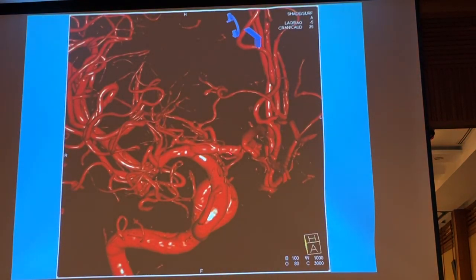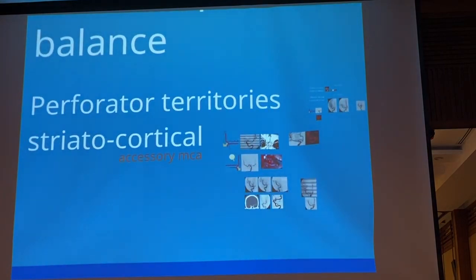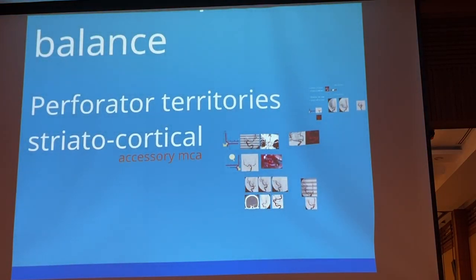Sometimes it's more subtle. So this is a 3D angiogram, and you can see there's a medial striate coming off the A1 over here, and there's a lateral striate coming off over here, and at this point there's a fusion between the two. So there's good collateral circulation sometimes between these perforating vessels. So those are the typical perforator territories and the variations within the perforator territories.